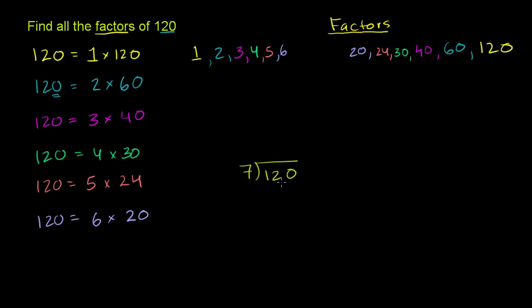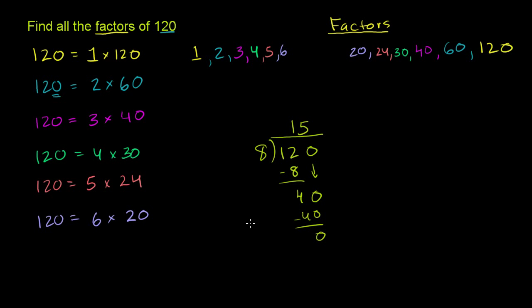Now let's think about whether 8 works. I'll do the same process. Let's take 8 into 120. 8 goes into 12. It doesn't go into 1, so it goes into 12 one time. 1 times 8 is 8. Subtract there. 12 minus 8 is 4. Bring down the 0. 8 goes into 40 5 times. 5 times 8 is 40. And you're left with no remainder, so it goes evenly.